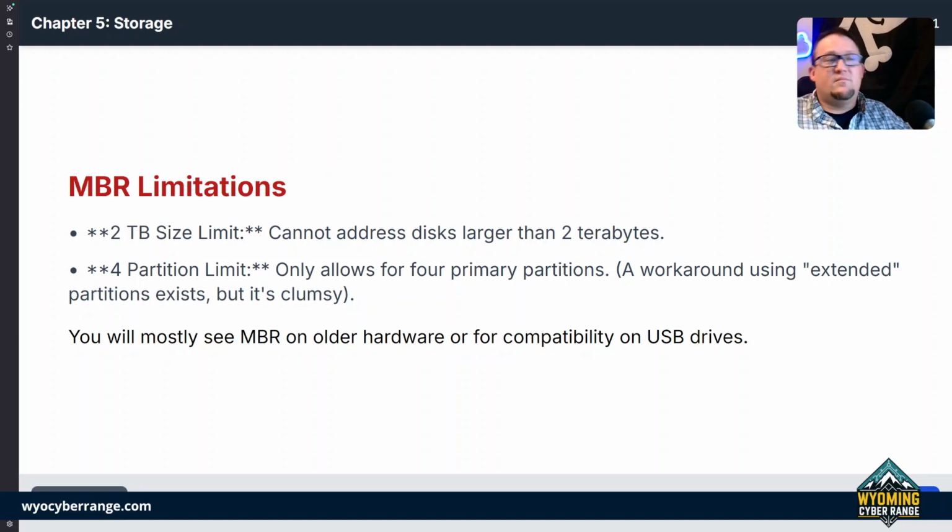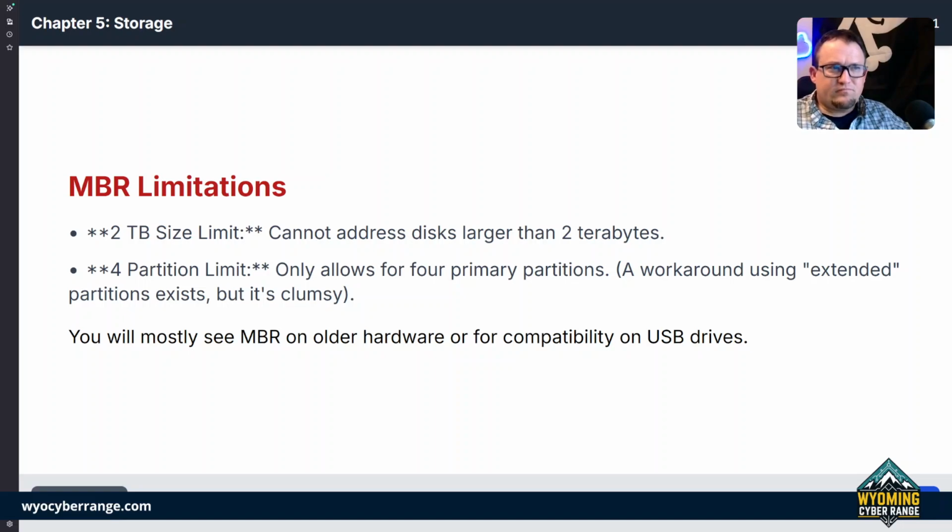So as I said, those MBR limitations had 2 terabytes. 2 terabytes was the largest partition we could have. Nothing could be larger than that. Now, it also limited how many partitions we had. We can only have 4 primary partitions. Now, there were ways to extend them, but it was clumsy, it didn't work well, and hope that they didn't get corrupted, because if they did, you could say bye to your data.